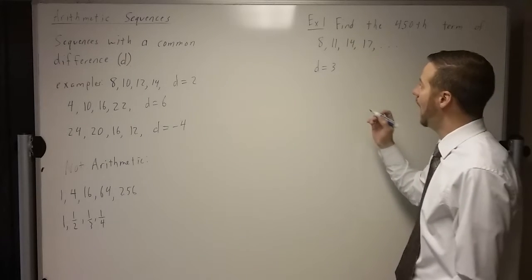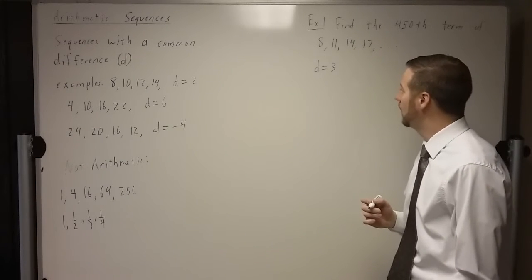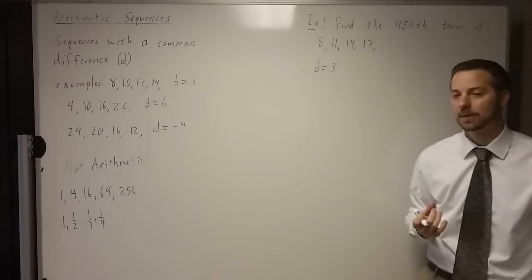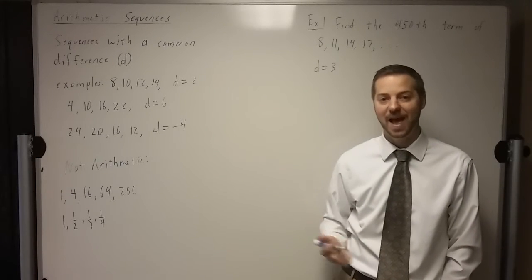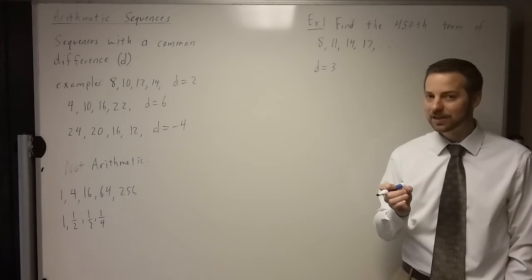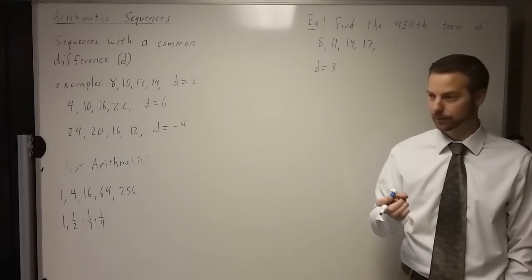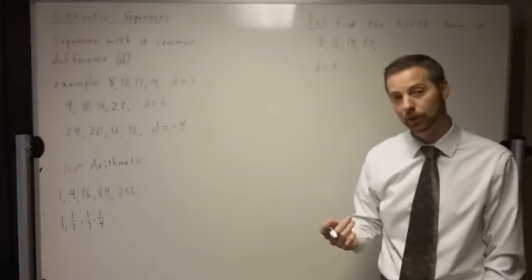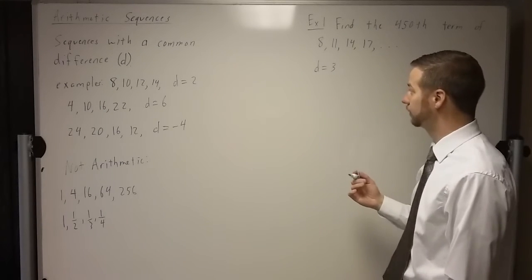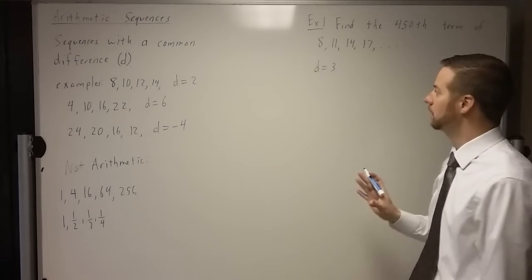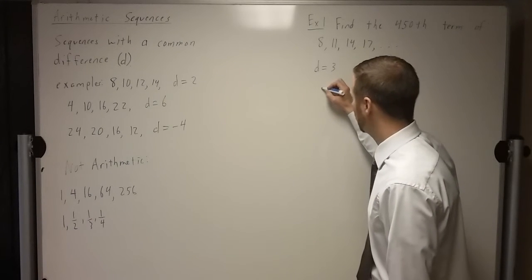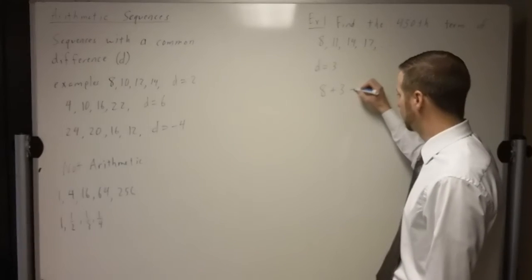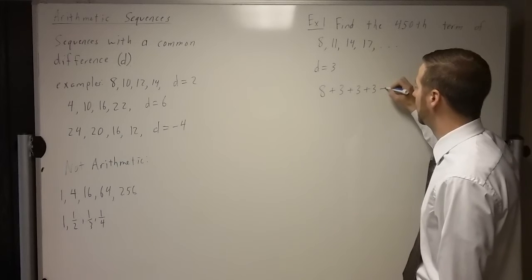And so we're adding 3 a bunch of times. If I want to get to the 450th term, we need to think about how many times do I need to add 3? And we need to think about what am I adding it to? Because if you notice, our starting term here is not 0. Our starting term is 8. So let's see if we can make sense of what's happening here. We're starting at 8, and we're adding 3 a whole bunch of times.